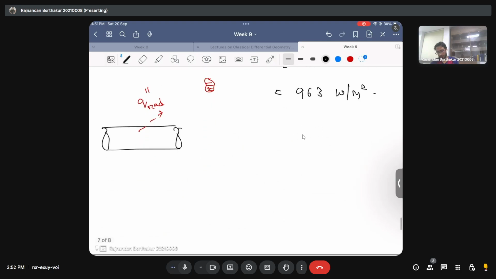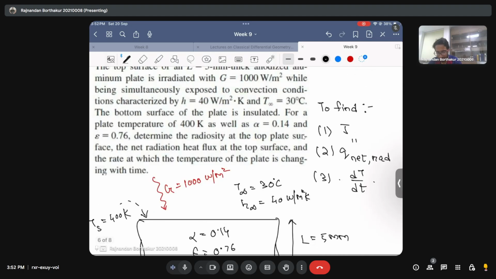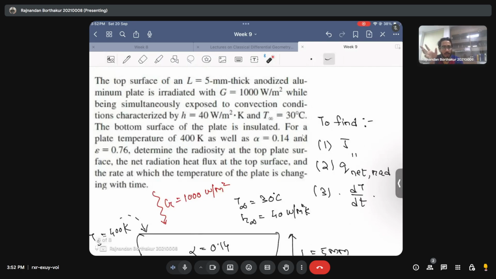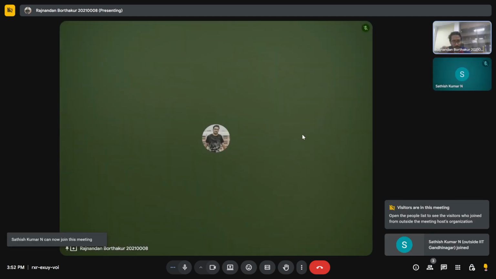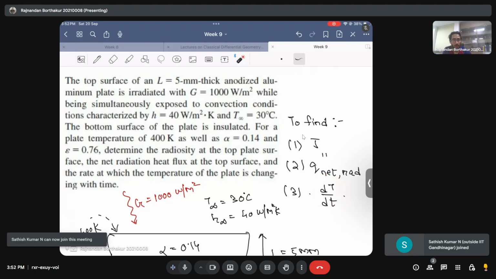All right, so we are now left with completing the third part. I believe you are still aware of the third part. In the third part, what they are saying is that because of this radiation, irradiation, radiosities and net radiative fluxes, and also convection taking place from the ambient, you are required to determine the rate of change of temperature of the plate. That's what you are required to do.